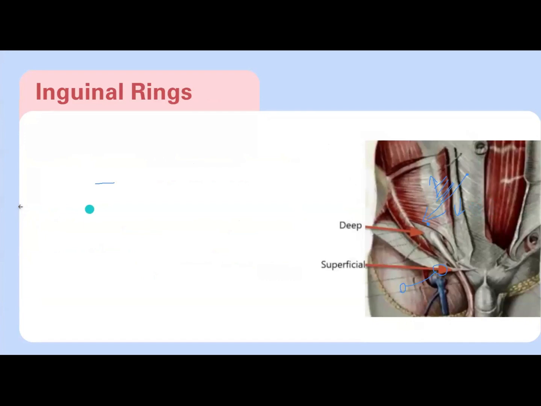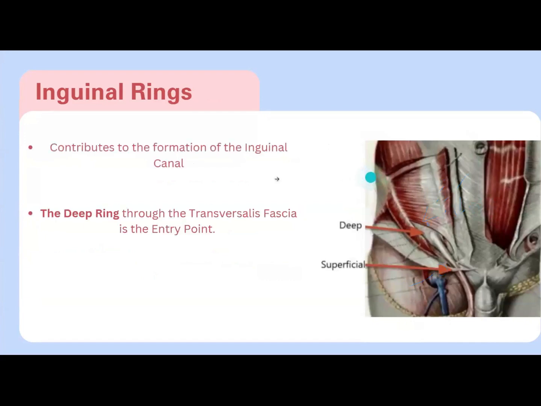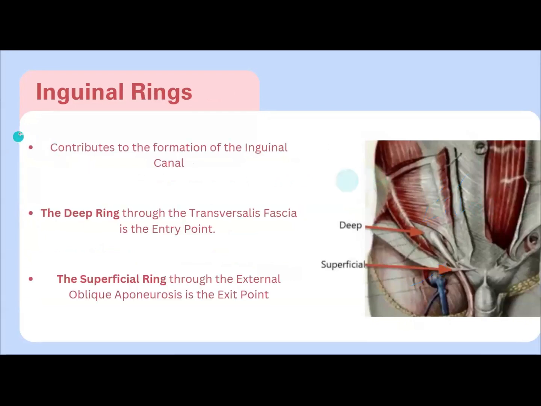Okay? So let's talk about the inguinal rings. We have two inguinal rings. And what do they contribute to? They contribute to the formation of the inguinal canal. A canal is basically like a tunnel. You're going in and then going out. You have the opening, which is the entry point, and the exit point. The deep ring goes through the transversalis fascia, and it's the entry point. The superficial ring goes through the external oblique aponeurosis and is the exit point. Deep is inside, so it's the opening. Superficial is outside, so it's the exit.